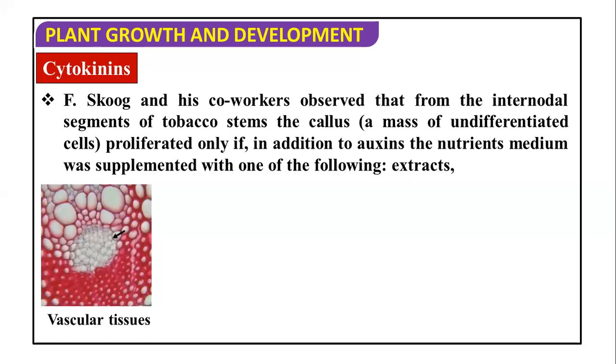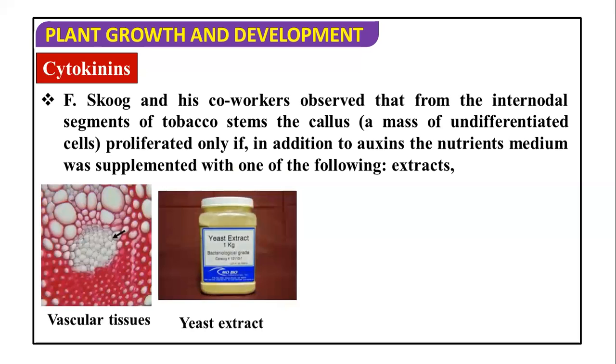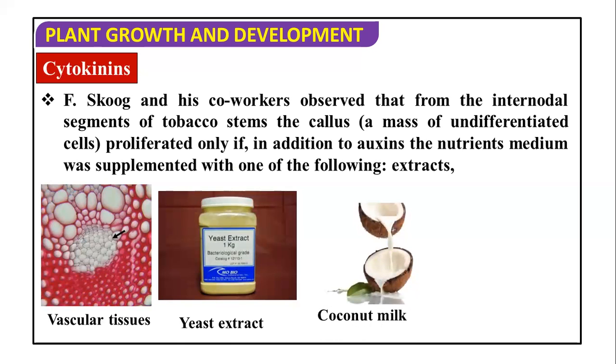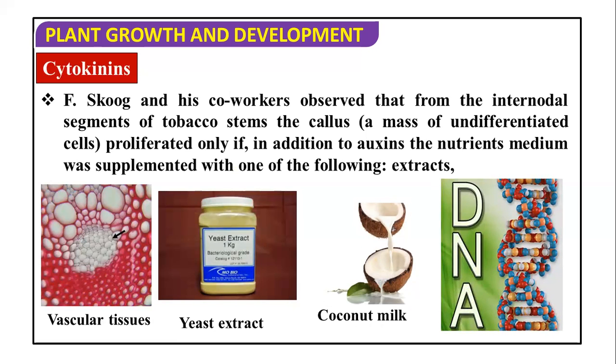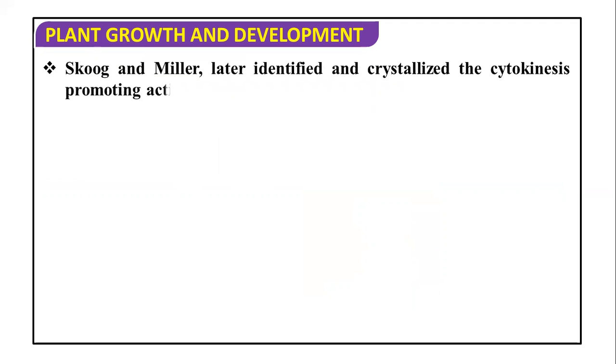And the particular extracts are vascular tissue, yeast extract, or coconut milk. Means we have to provide nutrient minerals along with the auxin, with the extract of yeast, extract of coconut milk, or vascular tissues, or we can say the DNA. If you provide these things along with the auxin, then only the internode segment of tobacco forms a callus or gets proliferated. So Skoog identified this, and they were analyzed to find out the growth promoting chemical.